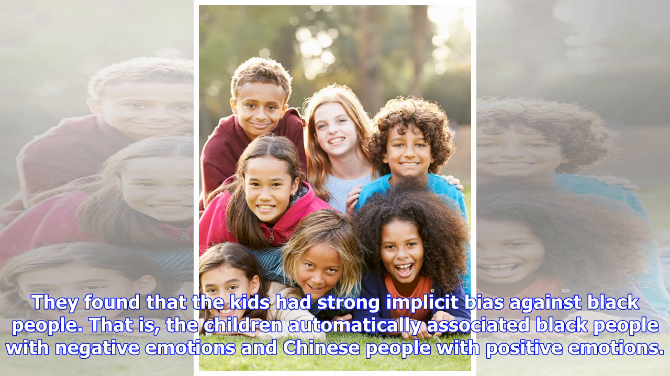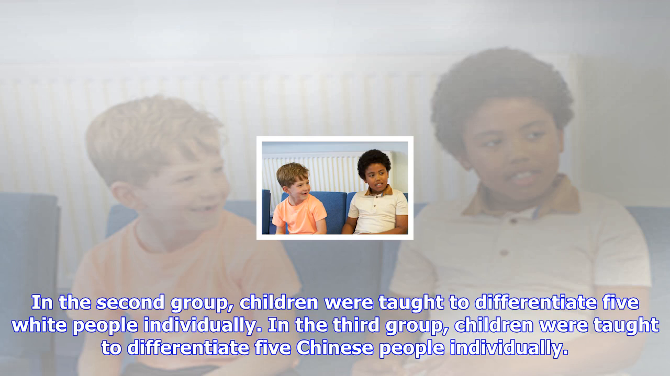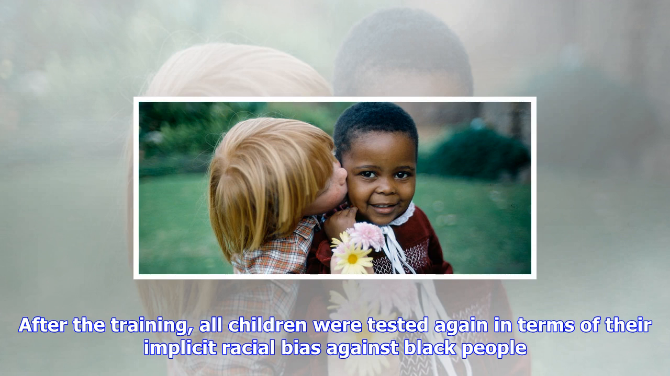The research involved 95 preschoolers in China who had not yet had any direct interaction with non-Asian people. The researchers measured the children's implicit racial biases at the beginning of the study. They found that the kids had strong implicit bias against black people. That is, the children automatically associated black people with negative emotions and Chinese people with positive emotions. Then, the children were randomly assigned to one of the 3 training groups.